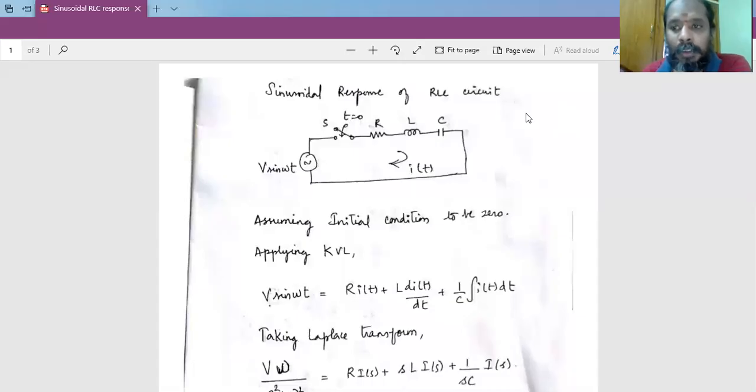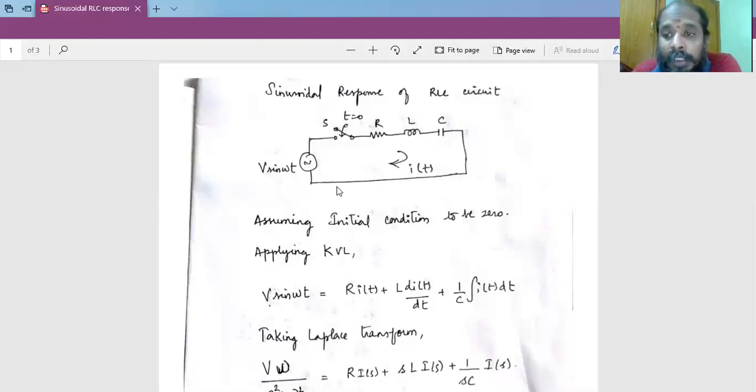Good morning. This is the lecture on sinusoidal response of RLC circuit. If you provide a sinusoidal input to an RLC circuit, how will the current expression be? In the previous lectures, we have dealt with the sinusoidal response for RL and RC separately, and the same procedure is going to be followed. Try to correlate this derivation with the transient response derived for an RLC circuit.